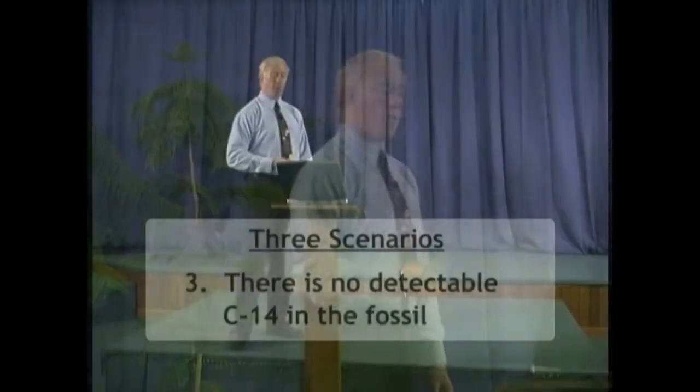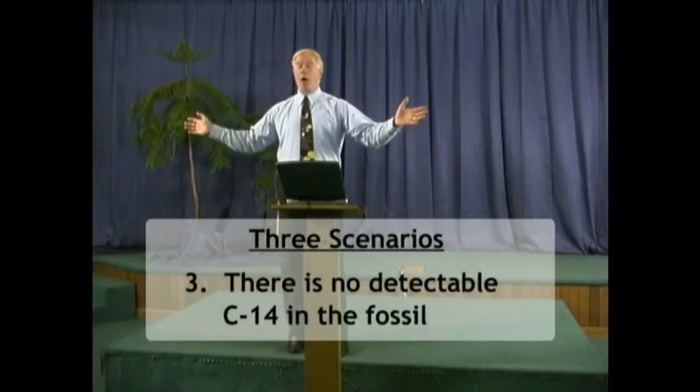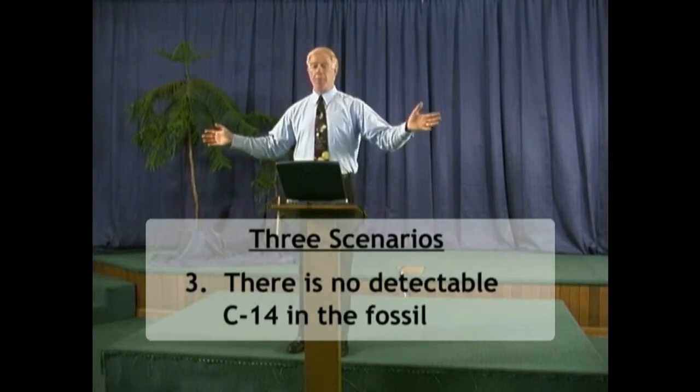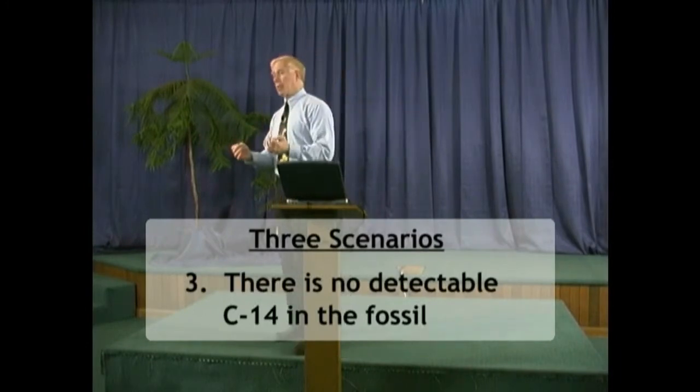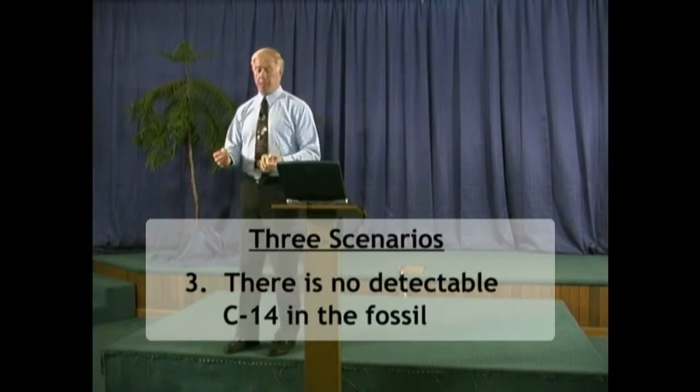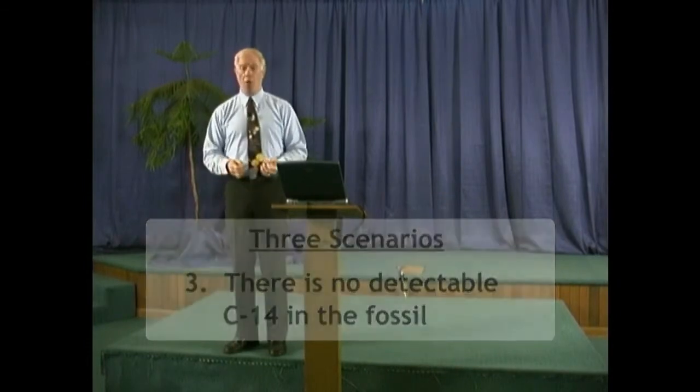Now, scenario number three, there's no detectable carbon-14 in this creature. What does that mean? Well, if we find no detectable carbon-14 in this creature, that means it's been dead for a very long time. Generally, the belief is over 60,000 years. See, based on the half-lives of carbon-14, after about 10 half-lives, that's about 60,000 years, all the carbon-14 should have decayed out of an organism.